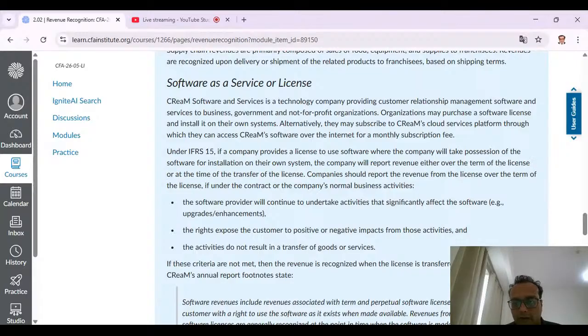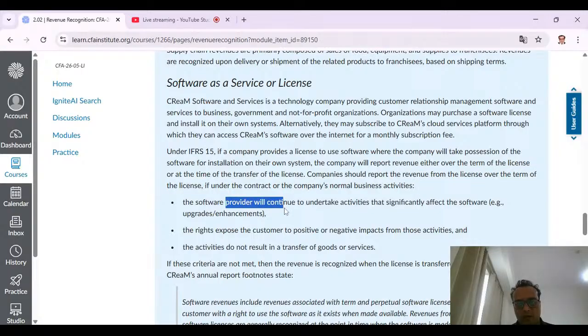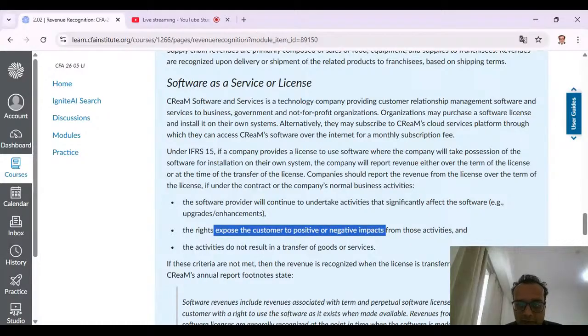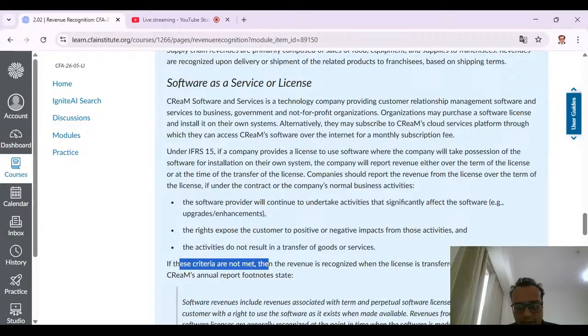The company should report the revenue from the license over the term of the license if, under a contract or the company's normal business activities, the software provider will continue to undertake activities that significantly affect the software. Example, if there is any upgrade or enhancement required, the customer is exposed to the positive or negative impact of those activities, and the activities do not result in transfer of goods and services. Fair enough. If these criteria are not met, then the revenue is recognized when the license is transferred to the customer.